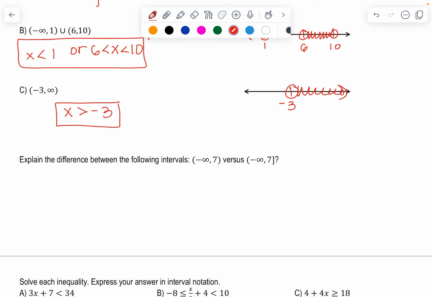All right, next one, explain the difference between the following. If you look at them, they look very similar, except this has a parenthesis and this has a bracket. Remember, the parenthesis means that 7 is not a solution, and the bracket means 7 is a solution, because it's not included and included.